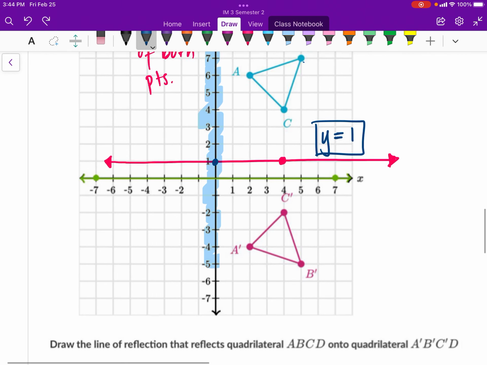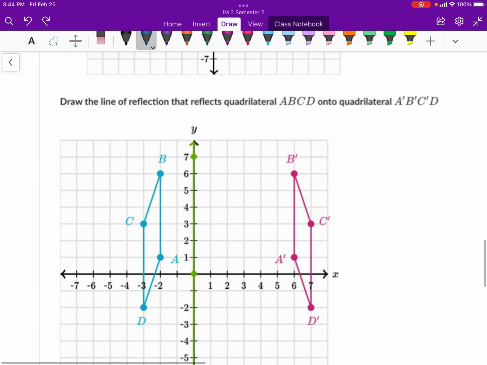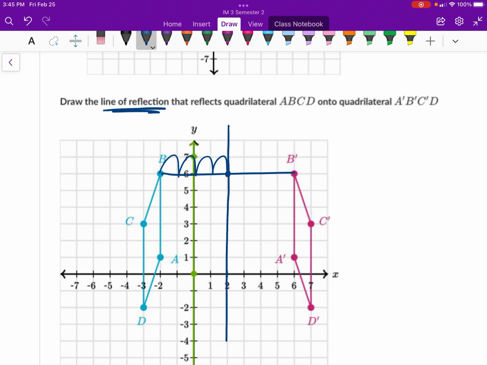Now, let's take a look at this one here. In this one, we have quadrilateral ABCD onto quadrilateral A prime, B prime, C prime, D prime. That's a tongue twister there. In this case, we want to do a line of reflection once again. And I could actually choose any point here. So I could choose B, and in this case, the distance is 1, 2, 3, 4, 5, 6, 7, 8. Half of 8 is 4. So let's count 1, 2, 3, 4. That means I should have my line going through here.